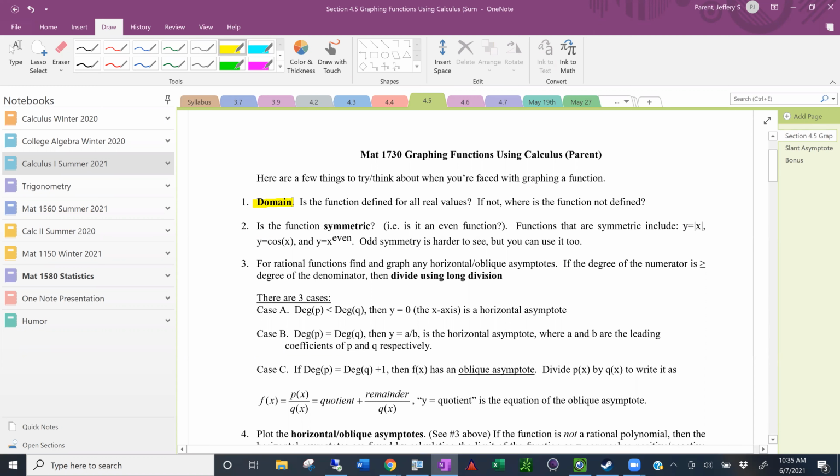You don't want to bother trying to graph points like minimums or maximums if it's a point outside the domain. You're not going to get anything outside there. One of the things that's not as critical as it used to be, although it's still good to know, is anything about the symmetry. So is it an even function?